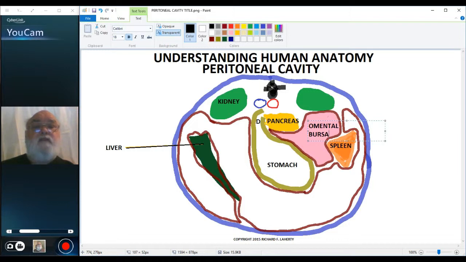In pink is the omental bursa, and it does extend inferior to the epiploic foramen, and of course the inferior border of the omental bursa will be determined by the duodenum.